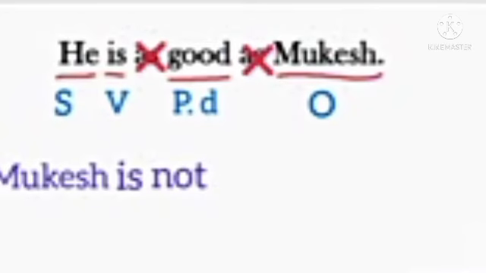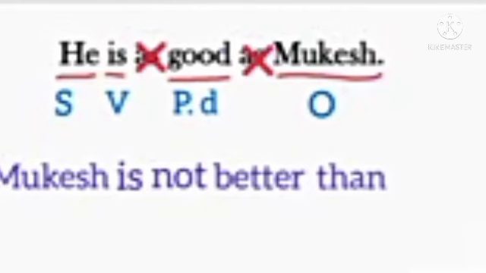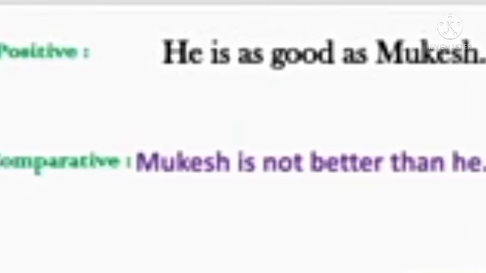Okay, next step is to write the comparative degree of the given adjective. So the comparative degree of good is better, so we will write here better. Then we will add than. Okay, then we will bring the subject to the object place. So here the subject is he, so we will write here he. So the transformed sentence from positive degree to comparative degree will be like this: Mukesh is not better than he. So we have transformed the sentence of positive degree to comparative degree.